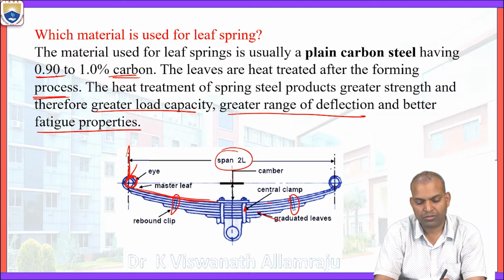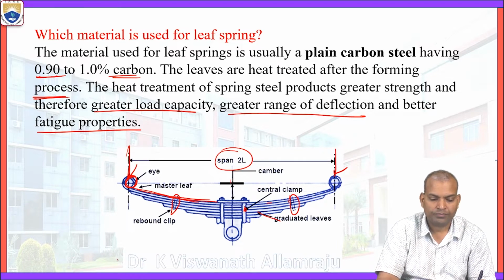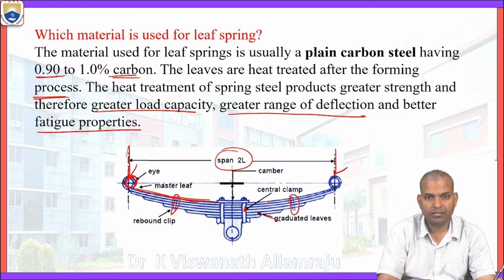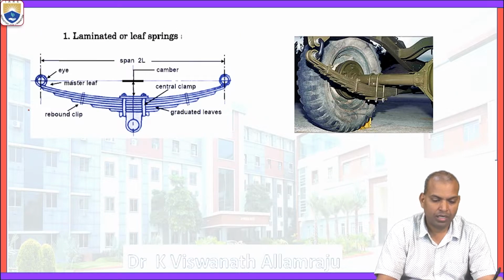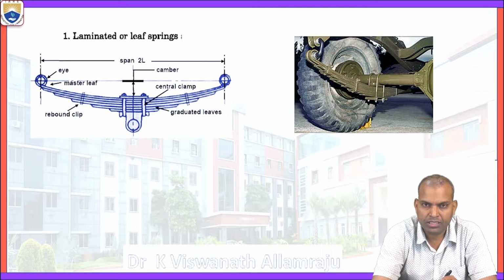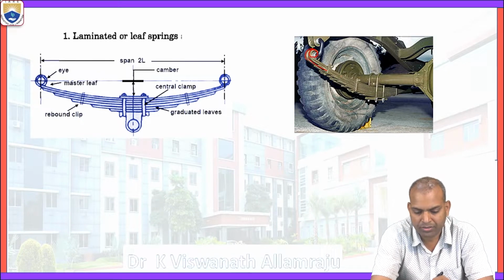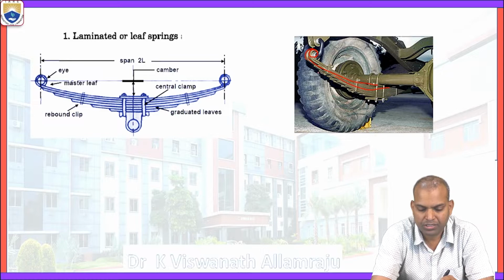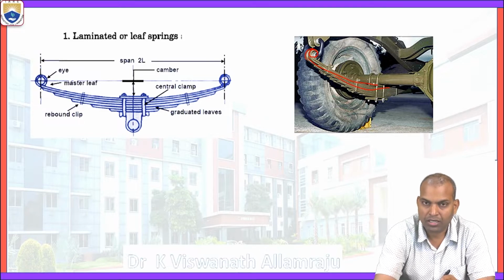The compressive loads will act. The material of these leaf springs is plain carbon steel, known as spring steel. These leaf springs are used in four-wheelers, heavy load vehicles and army vehicles.